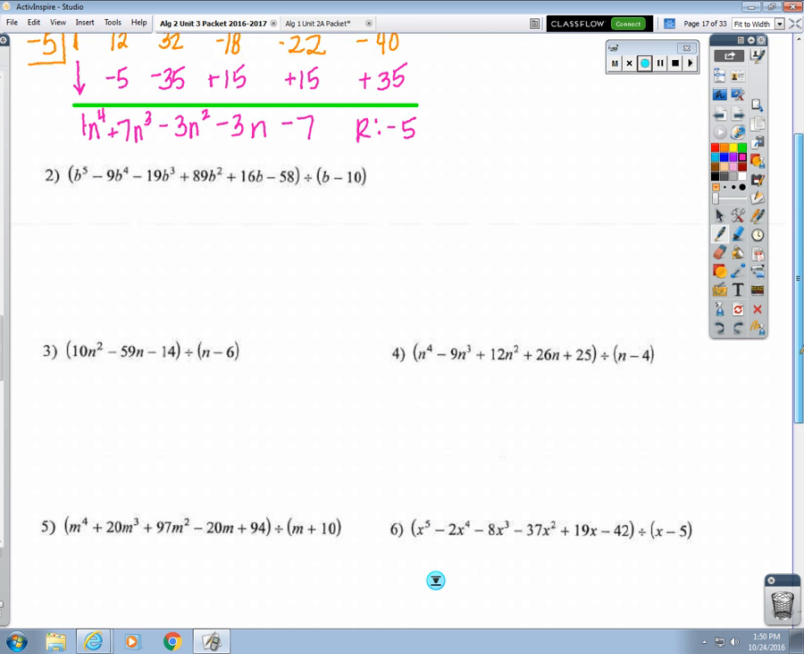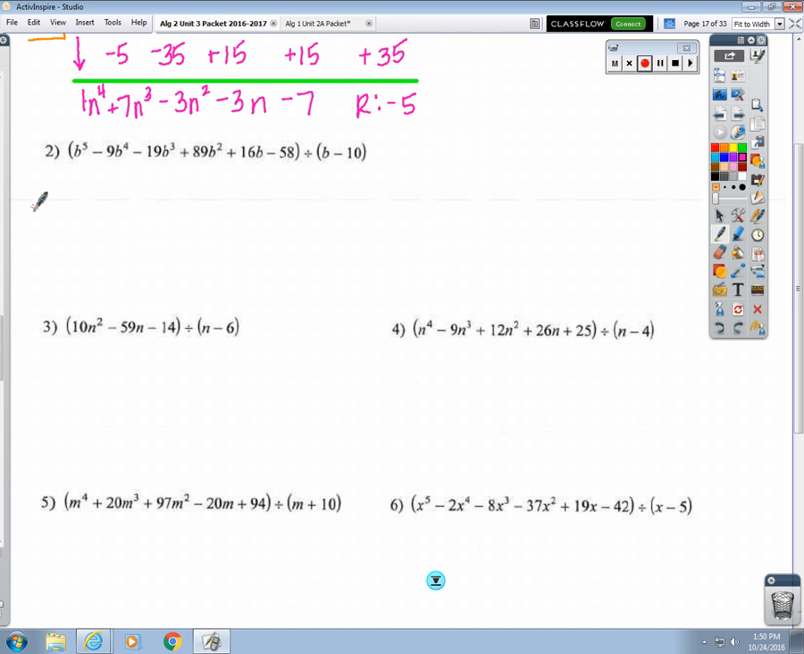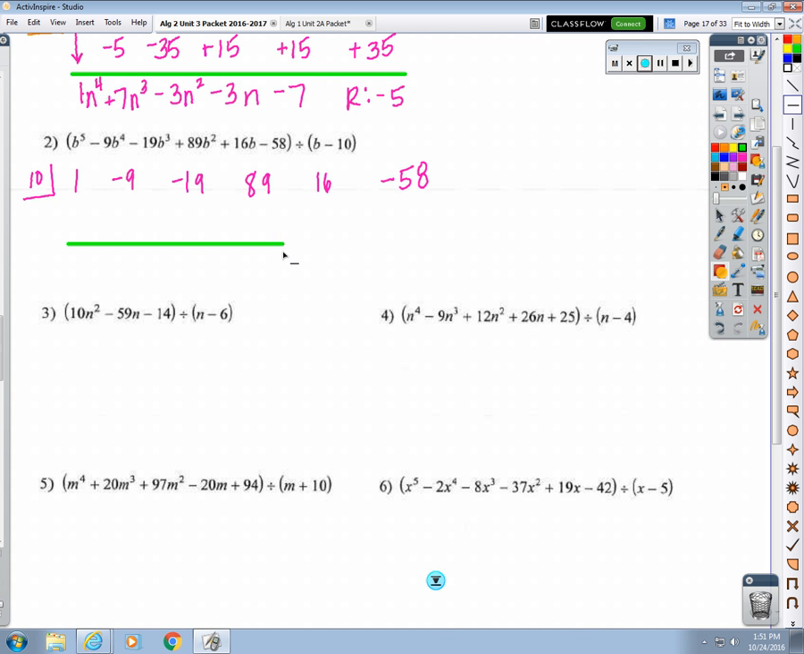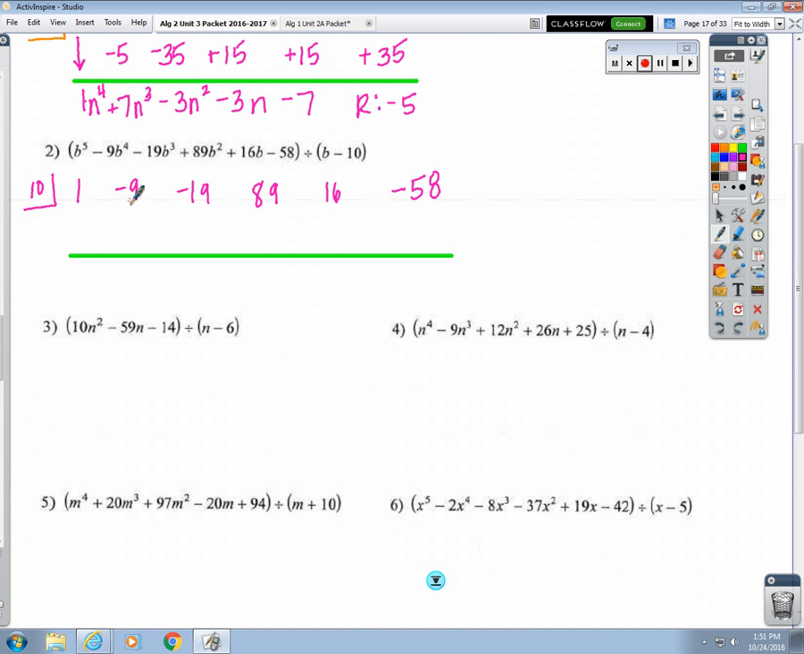Okay, number 2. What number am I going to place in the box? Positive 10. It's always the opposite. Since we're dealing with b minus 10, you put a positive 10 in the box. What numbers do I bring down from here? 16, negative 58. Now you draw a line. Make sure you leave space. And you bring down that first number, which is a 1. It's not always a 1. It just happens to be a 1 for these first two problems.